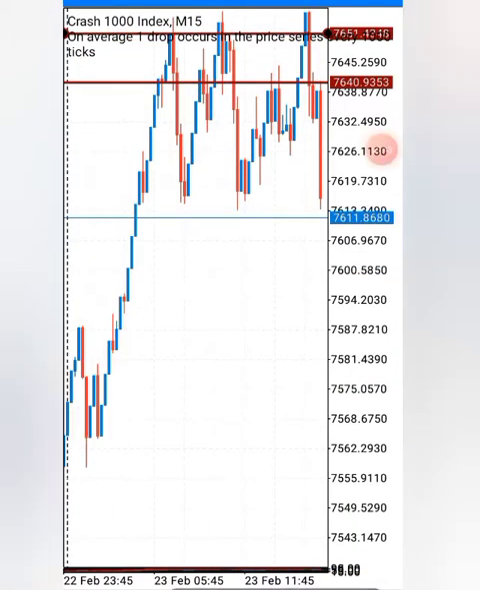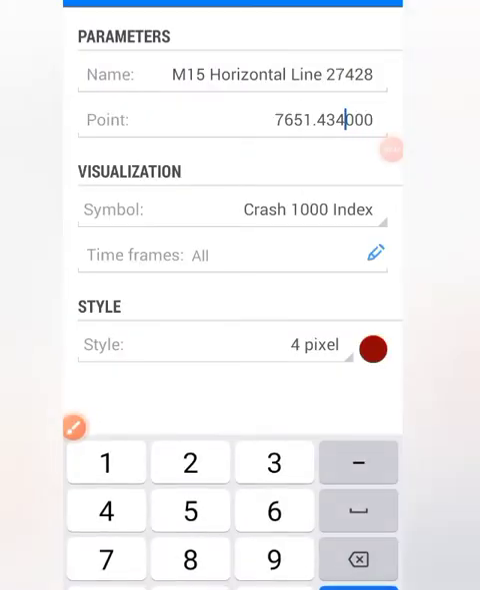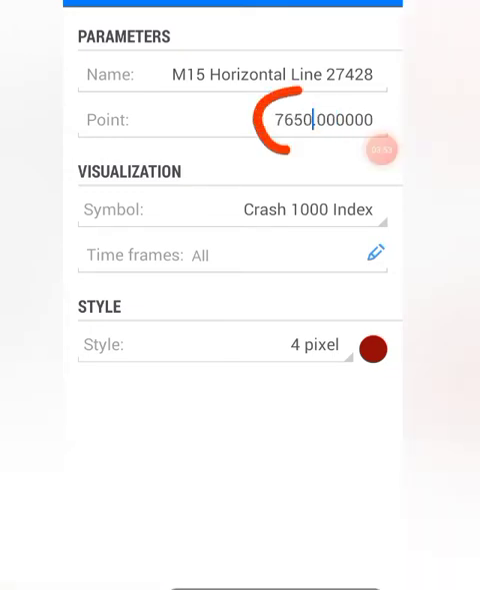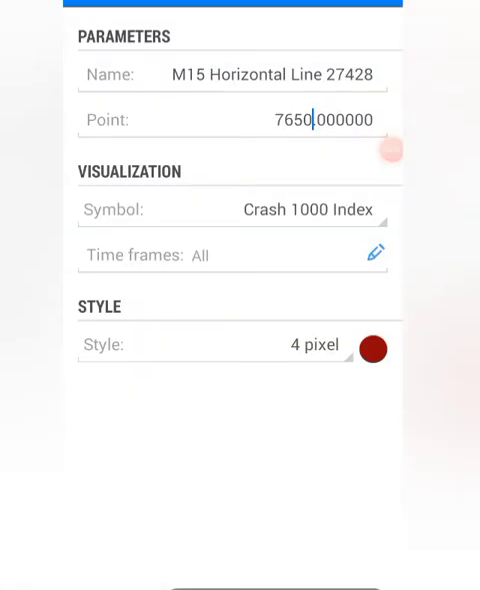So if we're looking for the psychological level that corresponds to this level, we'll click and hold. The psychological level that corresponds to it is the 50 level, 7650. If you don't know how to get these, guys, you can check out one of my previous videos. I think I made a very good video on how you can spot this and how you can set it up. So just click done. Once you click done, we are good to go.